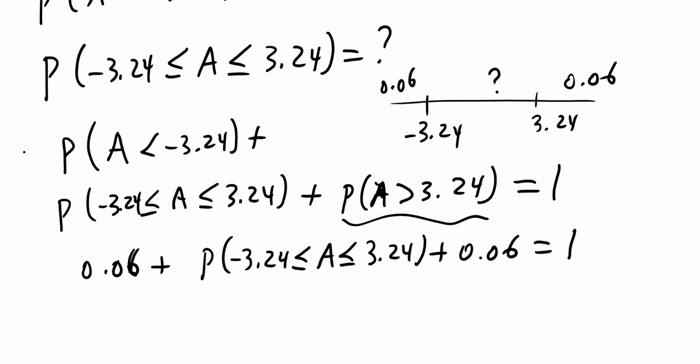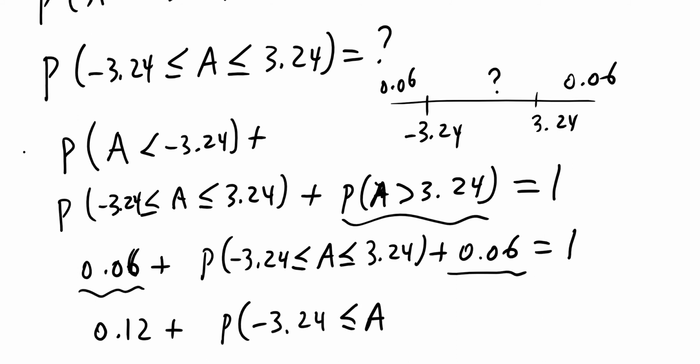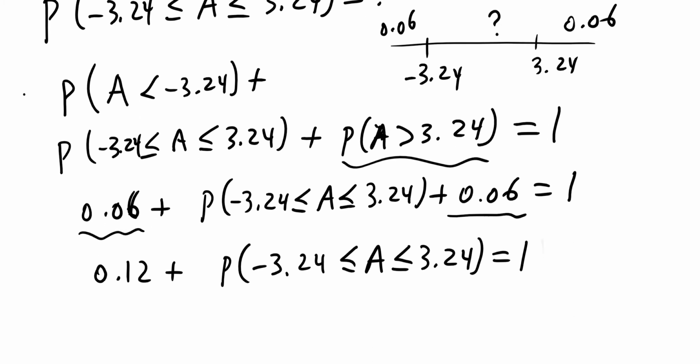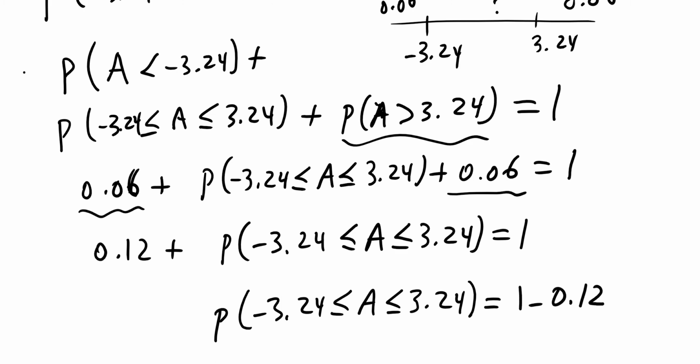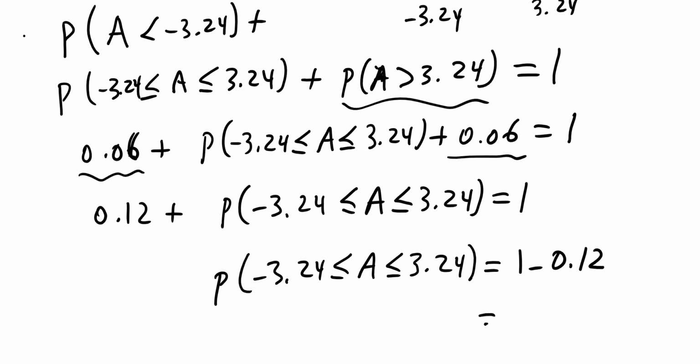And then what we need to do from there is combine these together: 0.12 plus the probability of A between -3.24 and 3.24 equals 1. Then we just subtract 0.12 from this. So it's 1 minus 0.12, and that would give us 0.88.